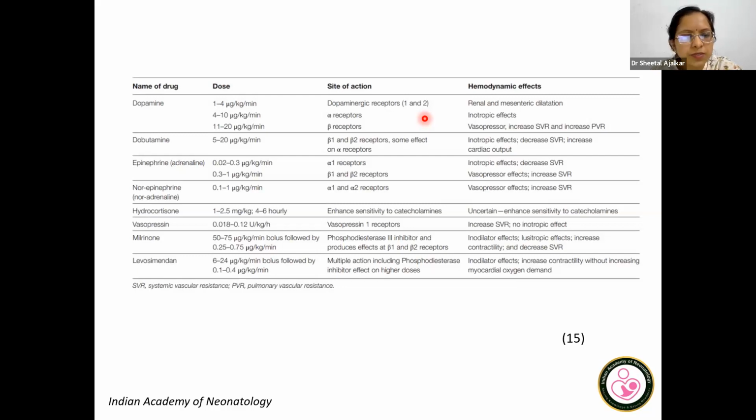And levosimendan, it is not really commonly used in neonatal patients, but it is a drug similar to milrinone, an inodilator, and without increasing the myocardial oxygen demand, which is an advantage for levosimendan.